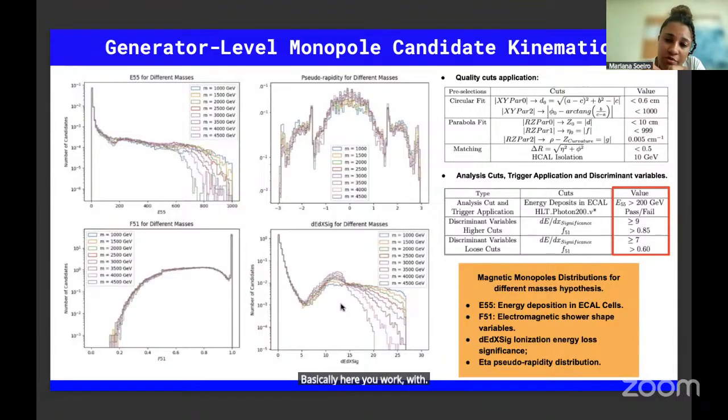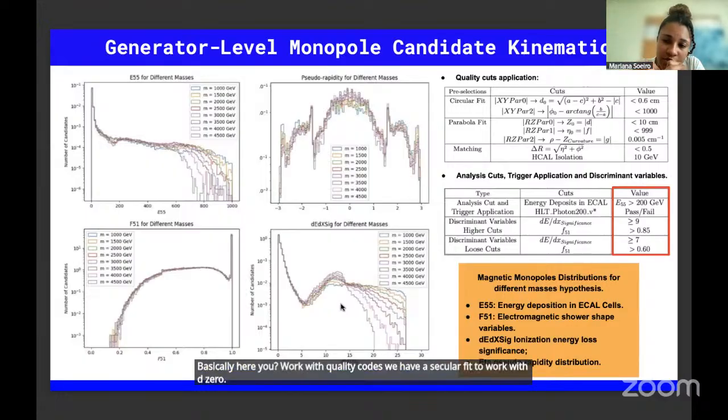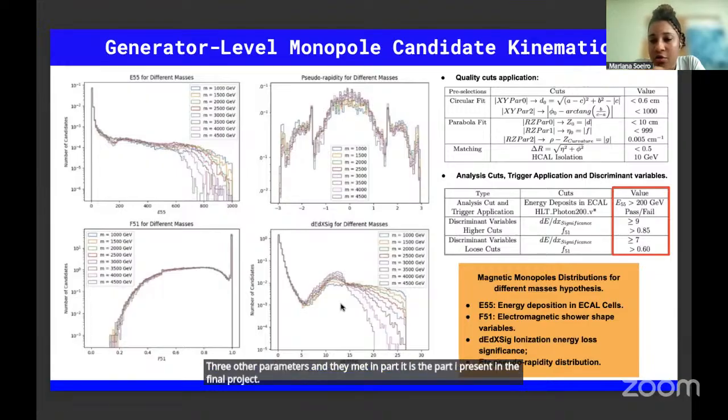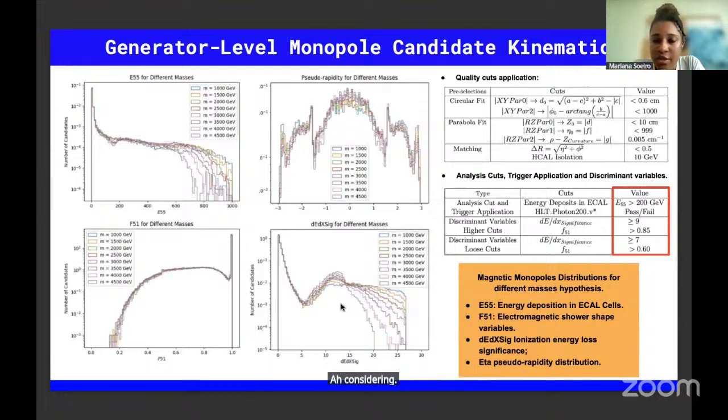We have a circular fit to work with D0 and phi0, a parabola fit considering three other parameters, and the matching part, which is the part I will present at the end of the project, considering the delta R and the isolation in the hadronic calorimeter.